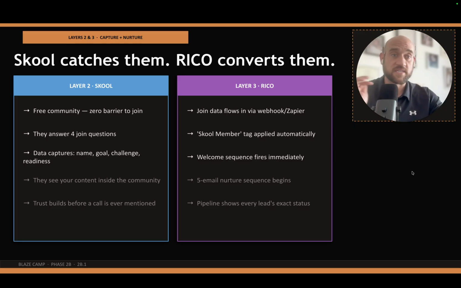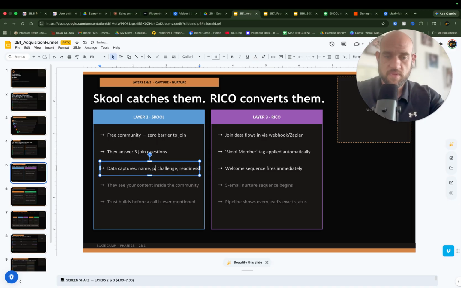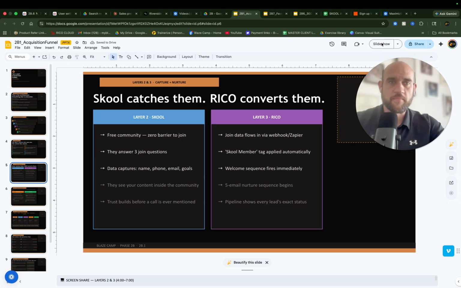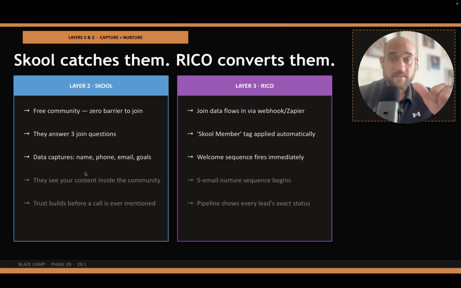Skool, free community, zero barrier to join. They answer the questions, not 4, but 3. The data gets captured, name, phone number, or the name is something you're already getting from when they sign in. This needs to change here. So this is going to be 3 questions. 3 question join. Do you capture name, phone, email, goals? Okay? That's very important for you to capture. And that gets captured by Skool. Okay? Data. Then they see your content inside of the community. Trust builds before a call is even mentioned.